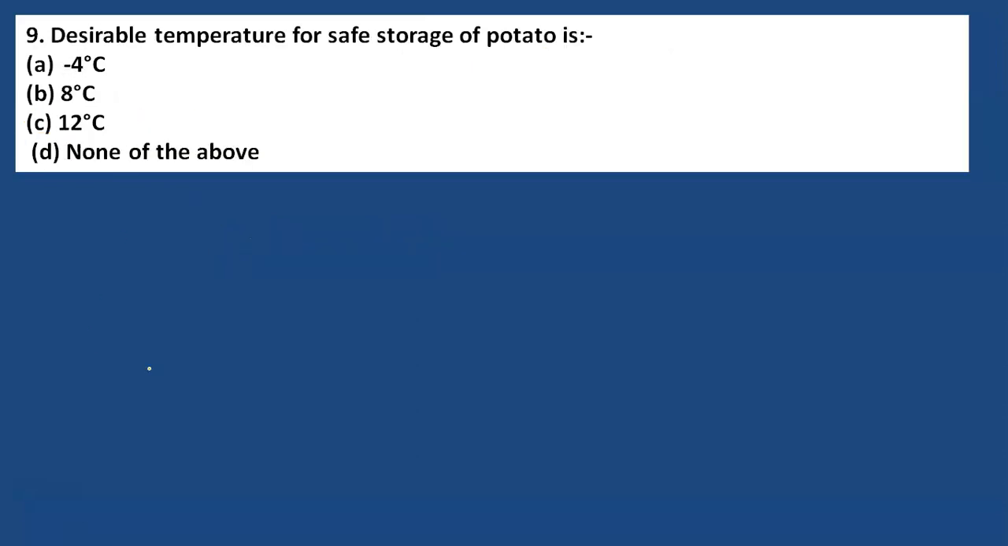Next question. Desirable temperature for safe storage of potato. For potato, it should be stored at 4 degrees Celsius. So that only, the value becomes higher for potato. So here option D, none of the above.